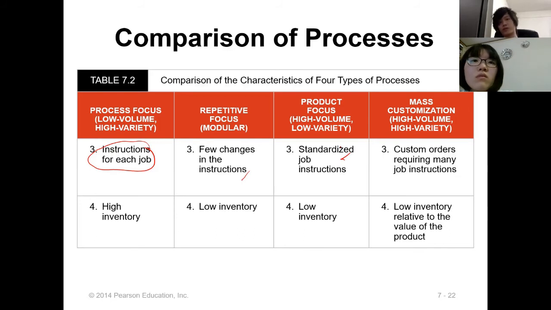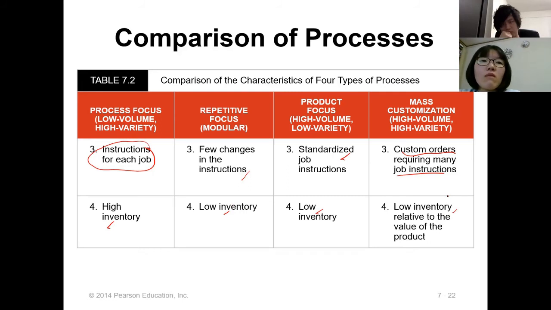Even if there are no workers, it's just that no production is running. But for mass customization, it is custom orders. So it will require job instructions for different kinds of orders. This customer order with this specification, this size of hard disk, RAM, and so on. Okay, so custom orders. So look at these differences. In process focus, high inventory, repetitive low, and this is also low.